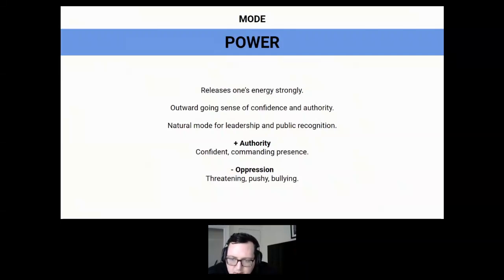In the positive pole, it's authority. They're confident and they have a commanding presence. In the negative pole, it's oppression, where you're threatening, pushy, and bullying. So that's power mode. It aligns with the sage energy.